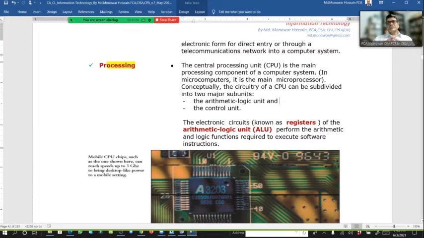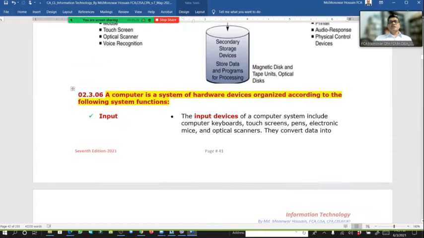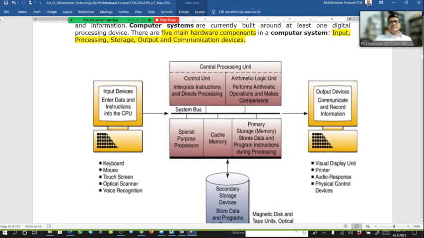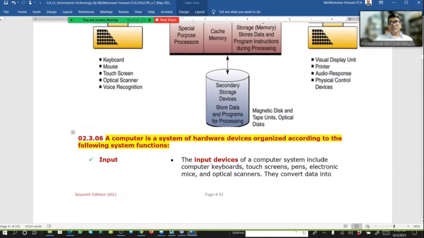the CPU is the main processing component of a computer system. Conceptually, the circuit of the CPU can be subdivided into 2 major subunits: one is the arithmetic logic unit, another is the control unit. So this we have seen here, the CPU. It is the total main processing unit of the computer, and this unit is also divided into 2 subunits: one is the control unit, another is the arithmetic logic unit.